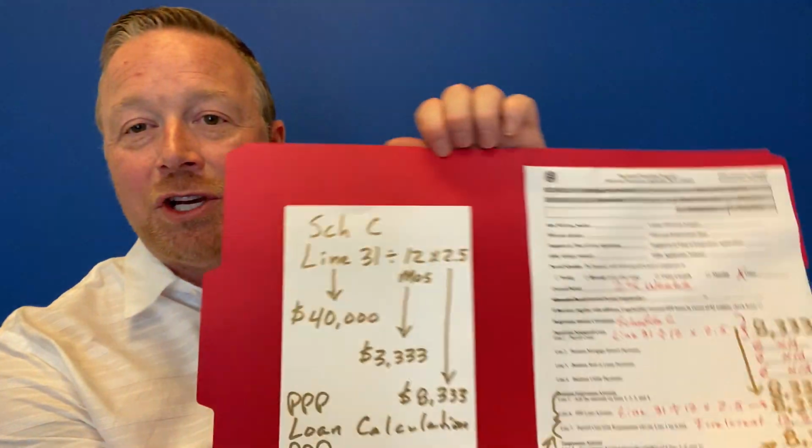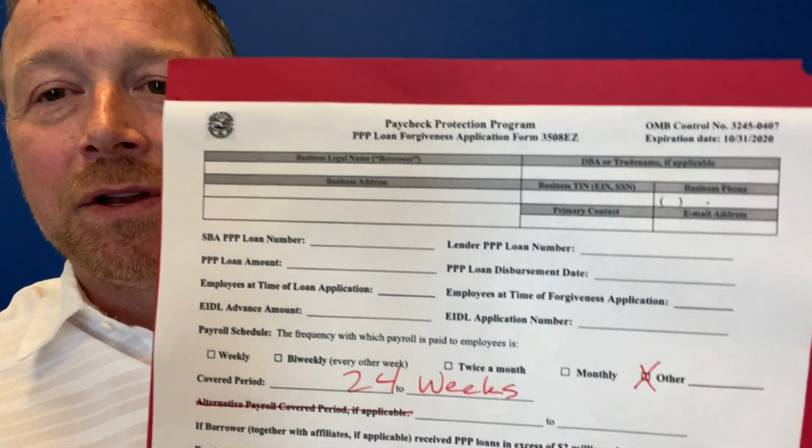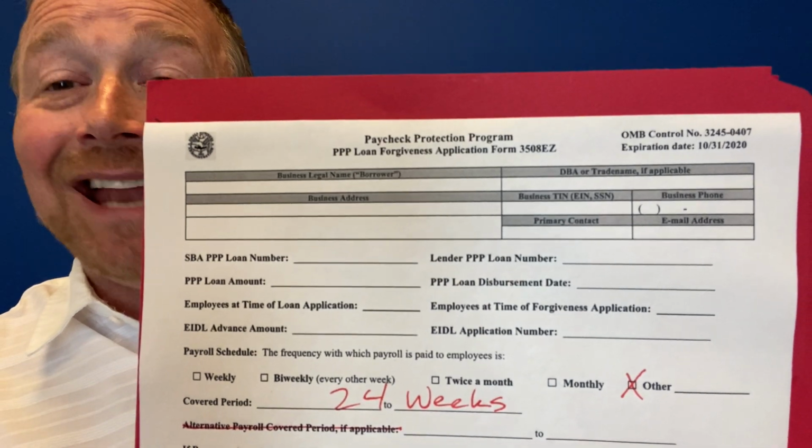So I've got the calculation that we just did, and now let's bring that over to the EZ. And really for the top part here, I think you'll be able to get through that pretty quick and easy. It's just your name, your DBA, which is just what you're doing business as, your business address, which can be your home.